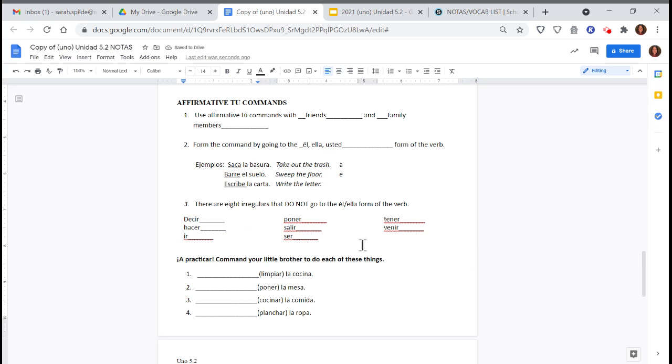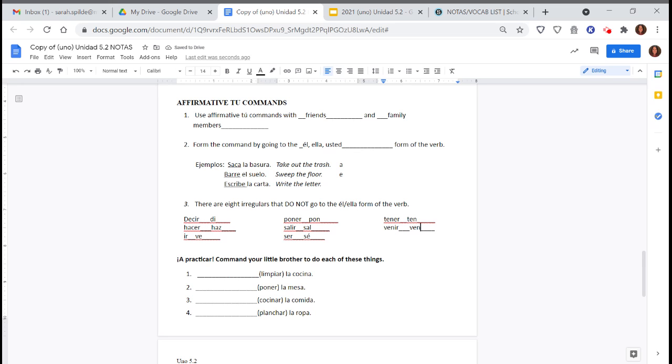So decir, the command form is di. Hacer, the command form is haz. With ir, the command form is ve. Poner is pon. Salir is sal. And then ser is sé. There is an accent mark here. Tener is ten. And venir is ven.